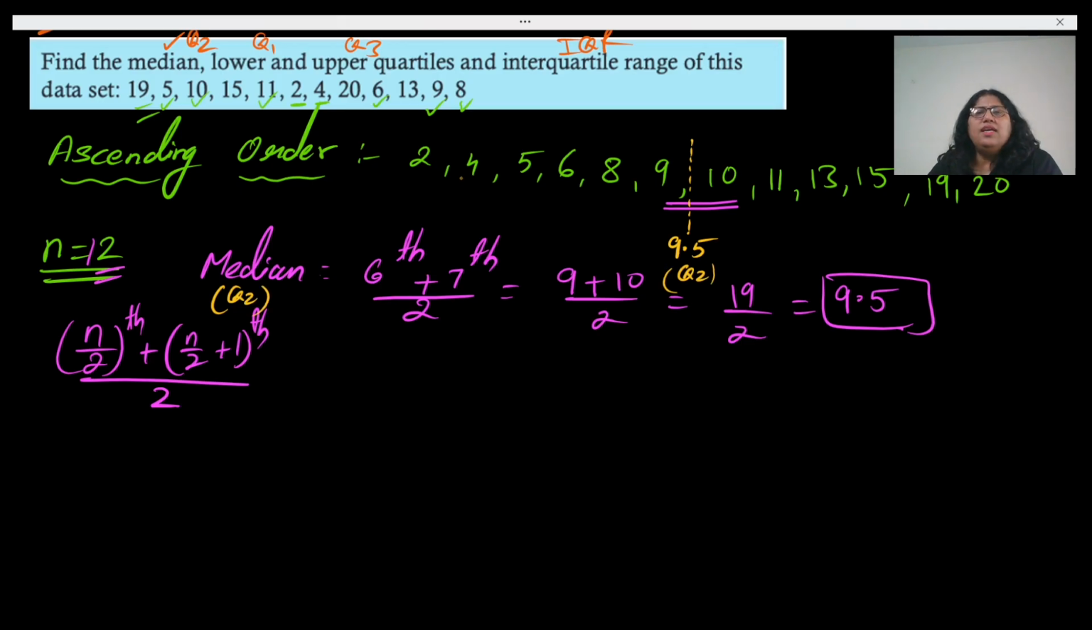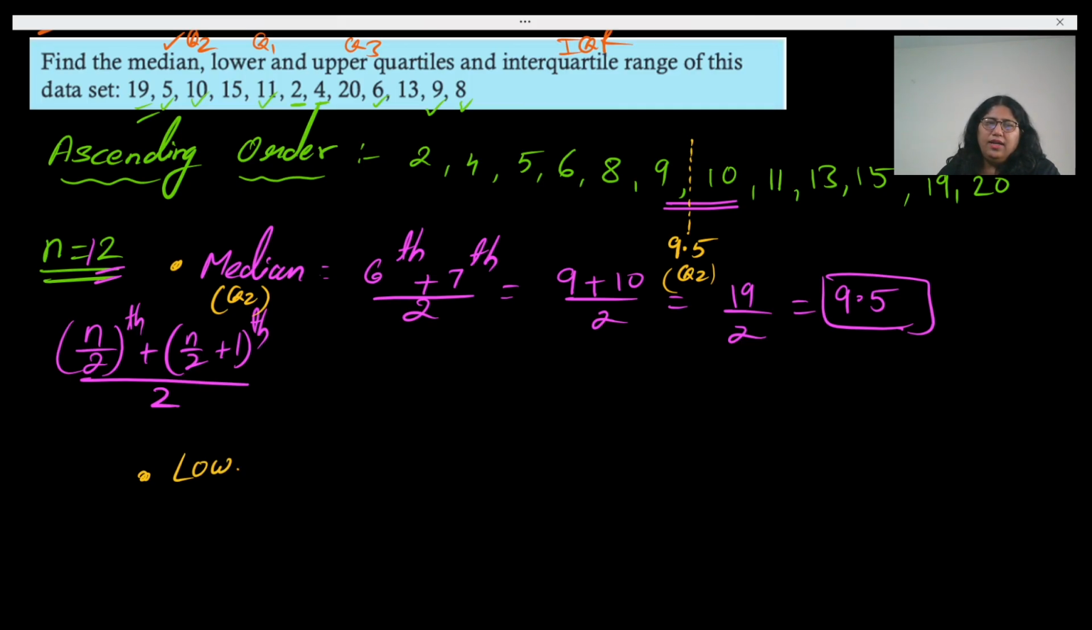Right? Now you can see that the whole data is divided into two parts, left side of the median and right side of the median. If you see, there are 6 terms on this side, and here also on this side there are 6 terms. So it is an equal number of terms. Now how do we get the lower quartile? Our first part we got here.